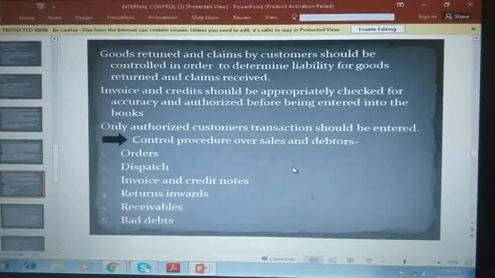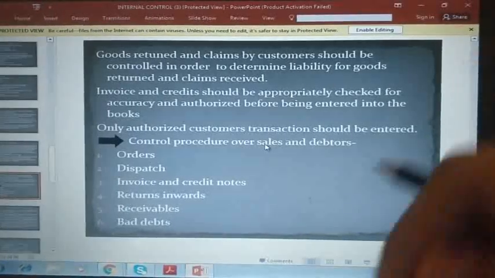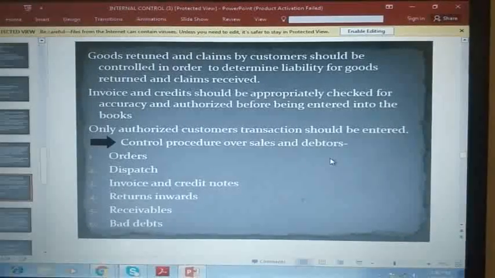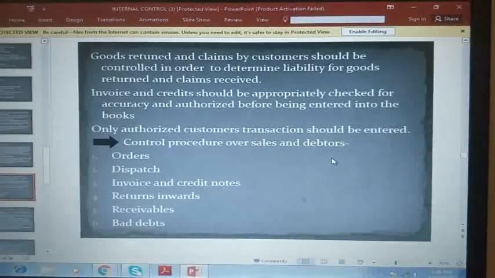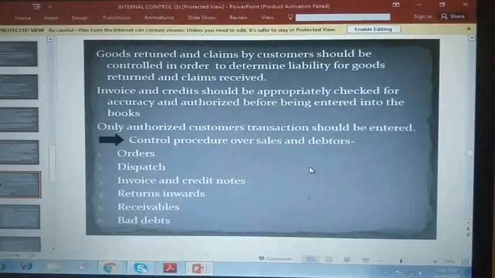Now only authorized customer transactions should be entered. What you're doing here is basically control procedure over sales and debtors. Typical control procedures at the key stages of the sales cycle.